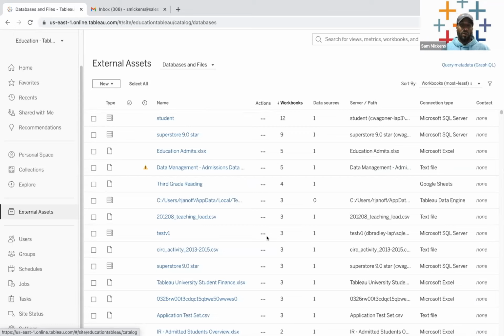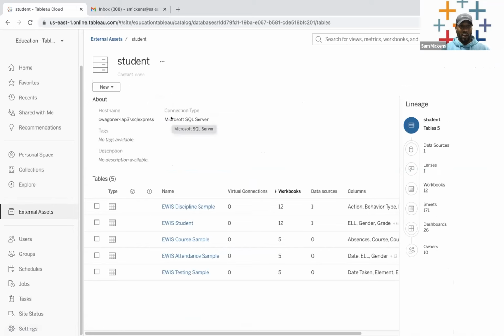And it doesn't just do that. If we look at it at a detailed level, I'm just going to click on this database or data source right here. And right now, inside of external assets inside of data management, I can say that this is one data source. It has 12 workbooks connected to it, has 176 sheets, and it is used by 26 dashboards. The good thing about that is, I know that if I make a change, this is working with 26 different dashboards.